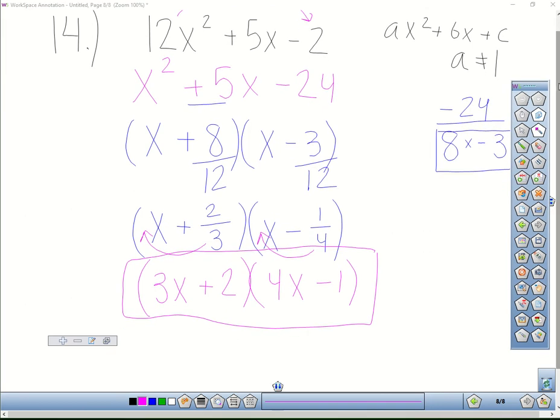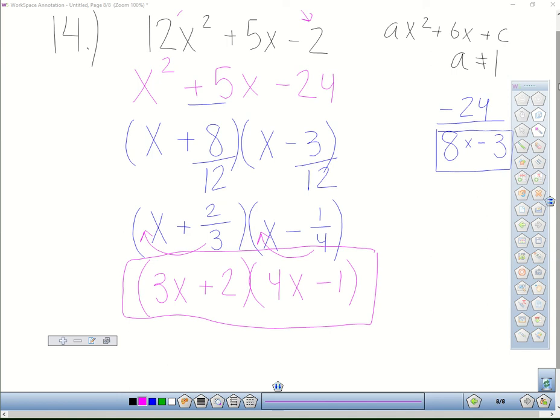Oh wait, so we don't leave it as a fraction? No, I used to do that in high school. My teacher would get mad at me, so I'm gonna say no. It's technically right mathematically, but it's not the nicest factored form.